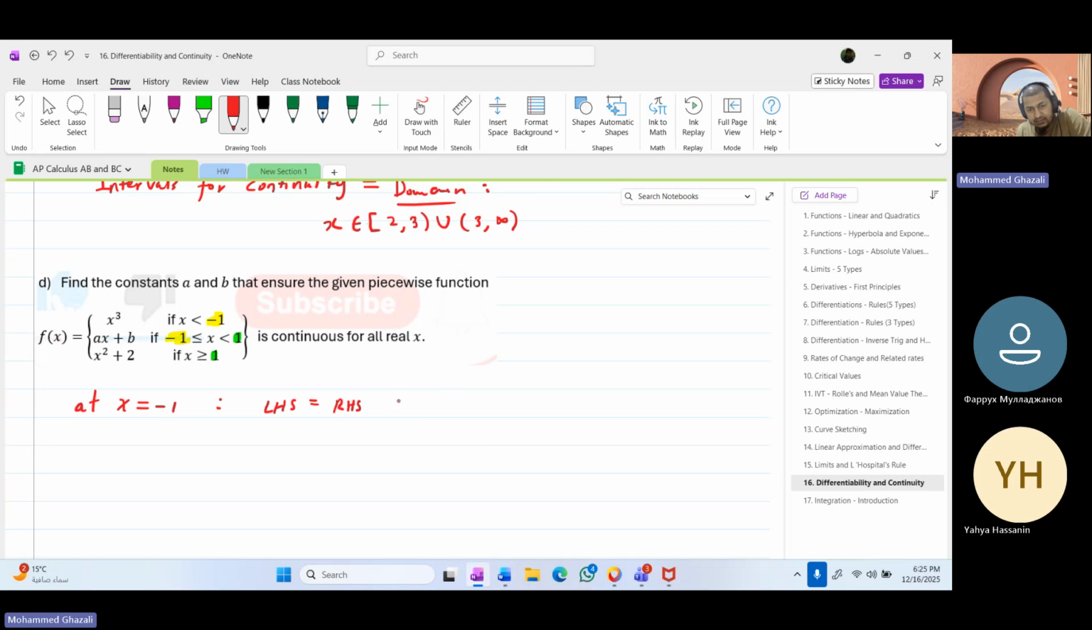So this implies, what is the left-hand side limit at -1? We're going to say limit as x approaches -1 from the left. Remember, -1 has a left-hand side and a right-hand side. -1 from the left is which function? It's the cubic function.